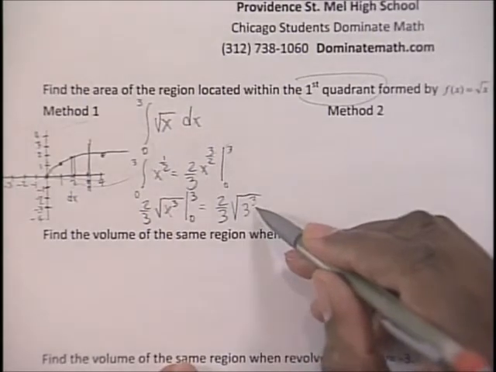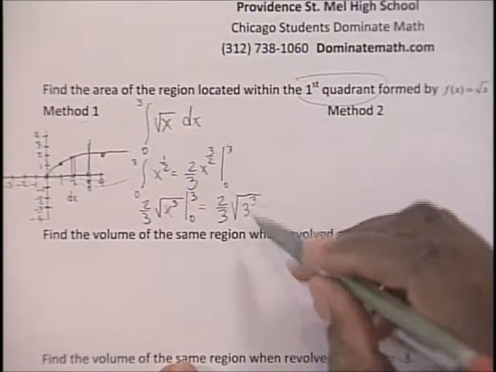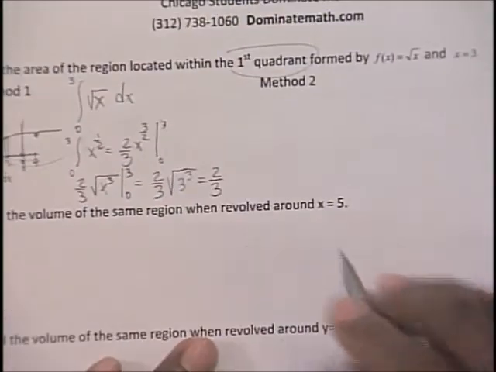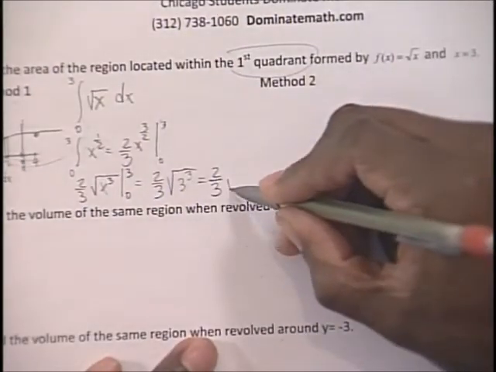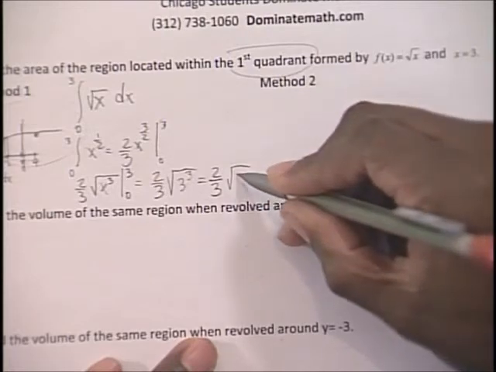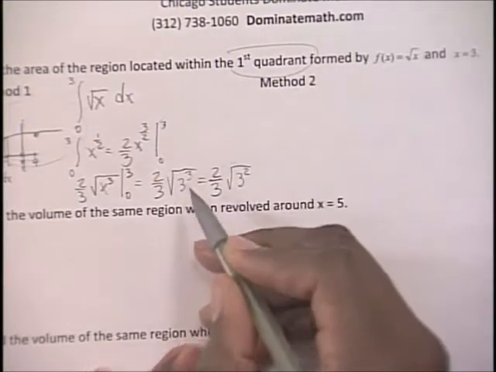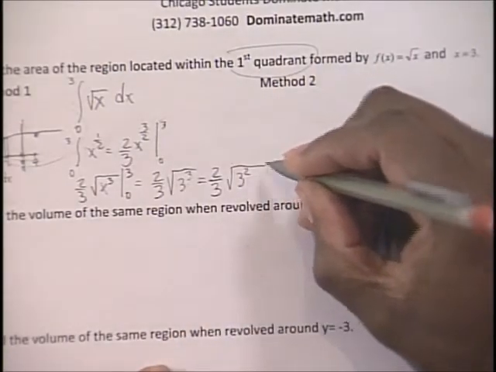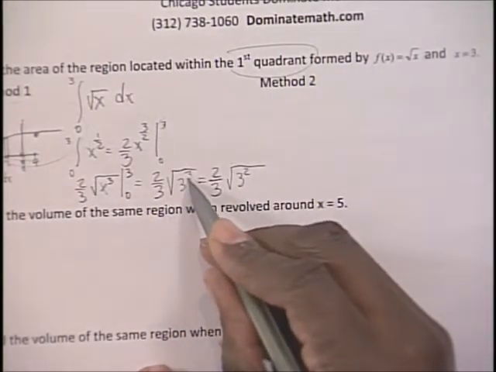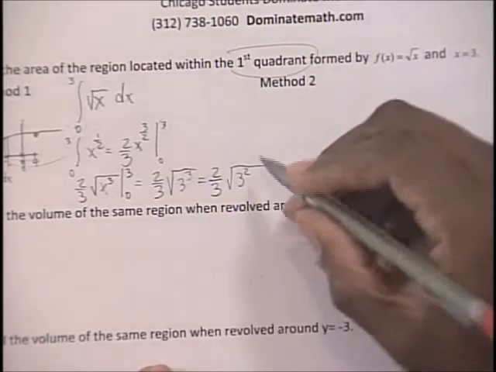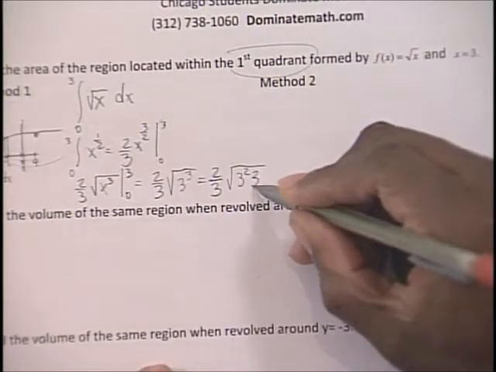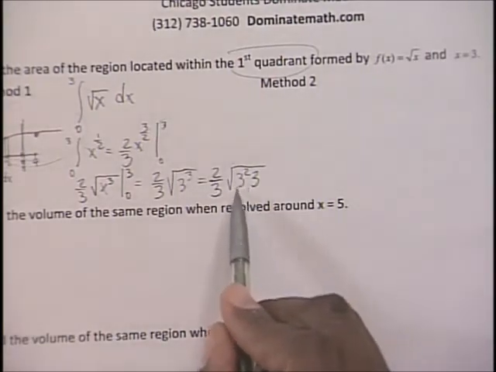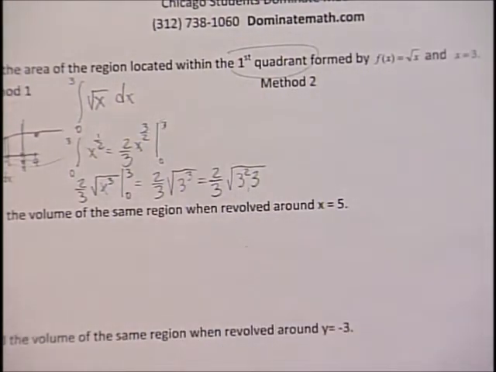The way you could simplify this would be 2/3 times the square root of 3 squared. That's really 3 to the third. What you could do is say the square root of 3 to the third. Another way to say 3 to the third is 3 to the second times 3. It's not a very common approach, but I'm hoping you follow what I'm saying here.